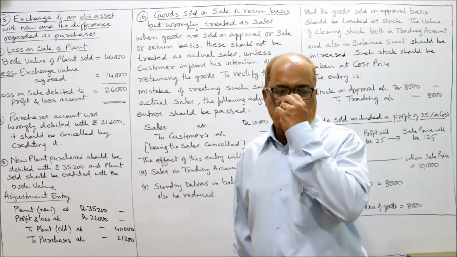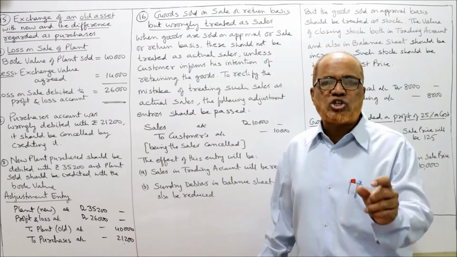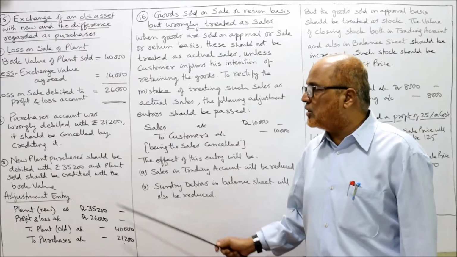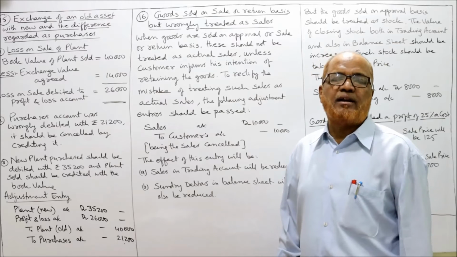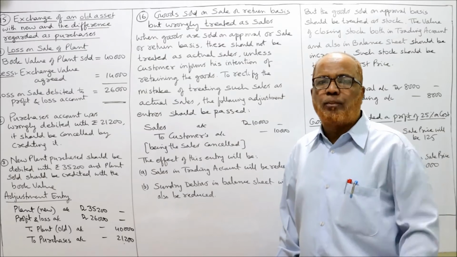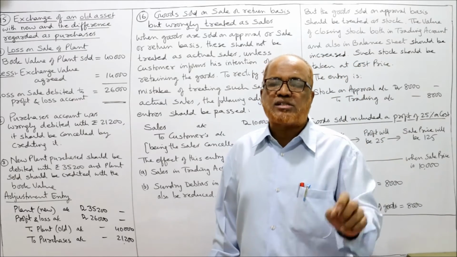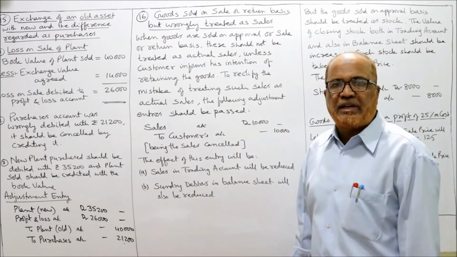Then, to purchases: the purchase account, by mistake, we have debited. By mistake the purchase account was debited. Now the purchase account will be credited by 21,200. This is the adjustment entry for the exchange of the old plant with a new plant and rectifying the error that it was debited to the purchase account. Now we have created it. That's all. This is the end of problem number 15.